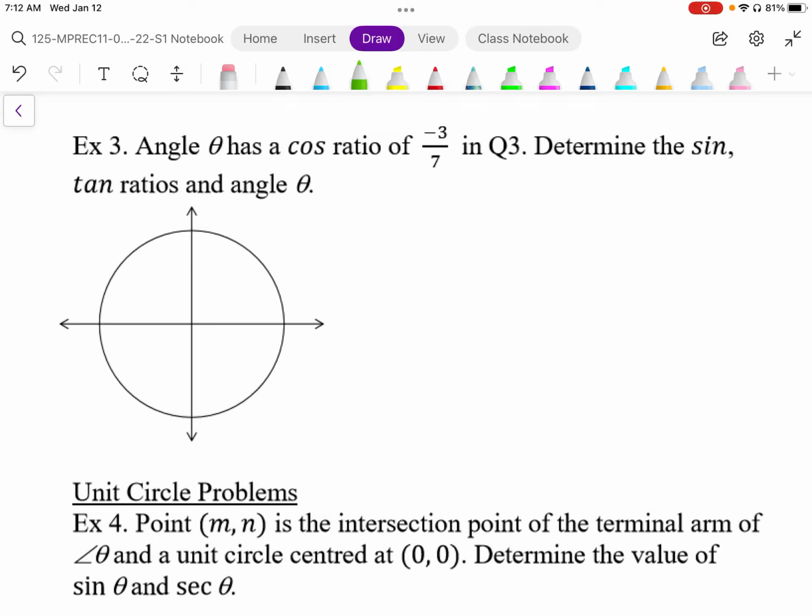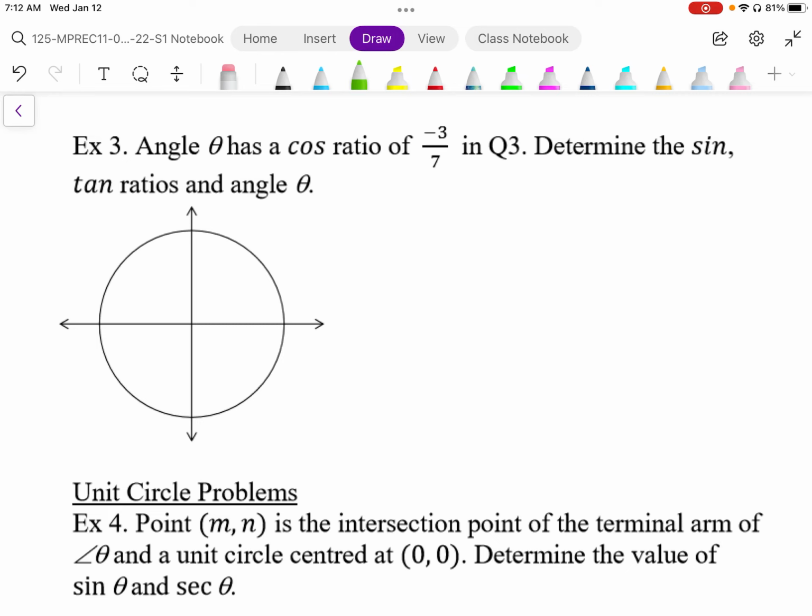So in this problem, we've been given the angle theta. The angle theta is described with the ratio -3/7 in quadrant 3. So we don't know the size of this circle, but we know the positioning is going to be based on the cosine position. And we're told that it's in quadrant 3, so we don't have to worry about whether it's above the x-axis or below the x-axis.